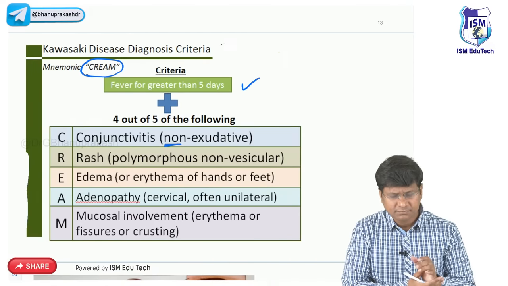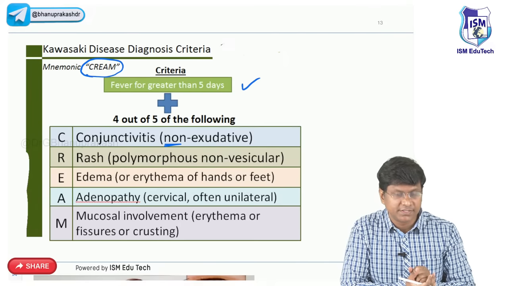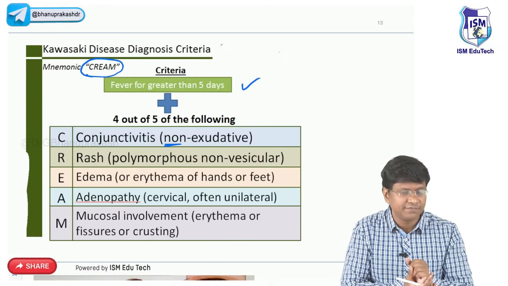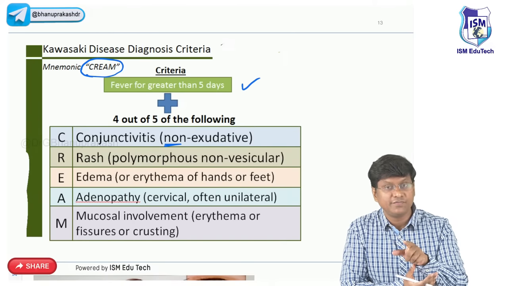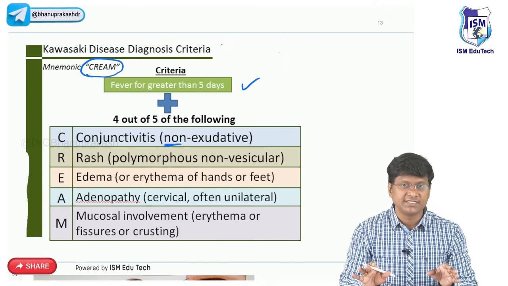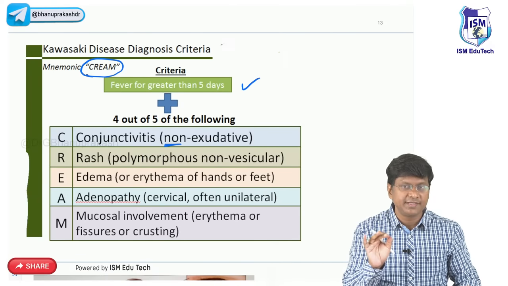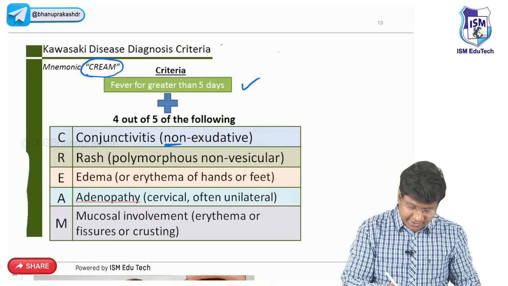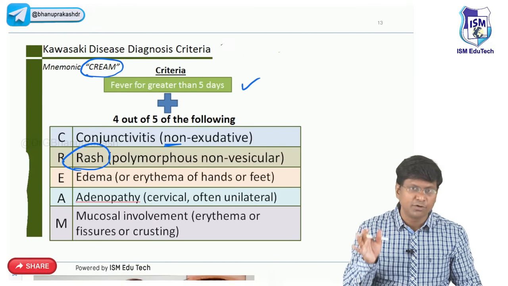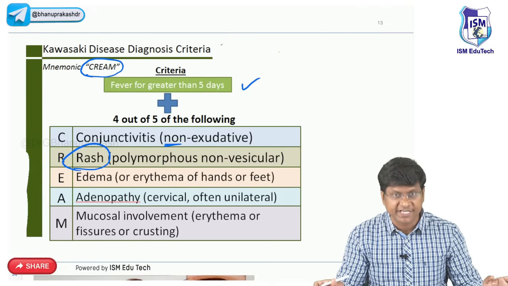In the recent past, a question has been asked: which among the following is not a feature of Kawasaki disease, right? There was a clinical scenario, and one of the options was exudative conjunctivitis, right? So if you just remember only conjunctivitis, there is a high chance that you may land in a trap. So you have to remember very clearly: non-exudative conjunctivitis. Then the rash is not a monomorphic rash, it is a polymorphous rash. That means this rash is present in various parts of our body and in variable shapes as well.